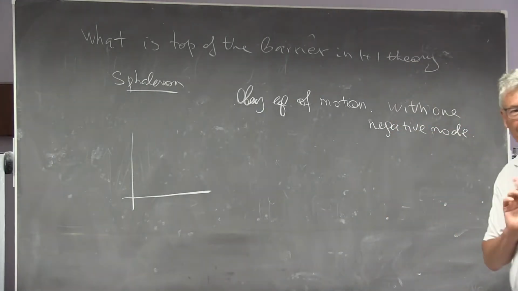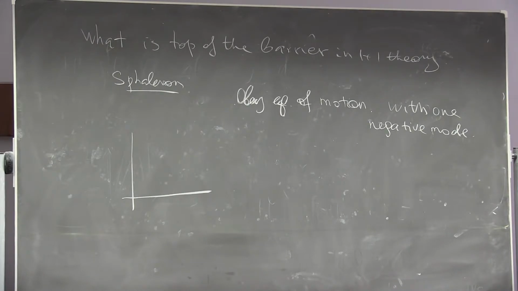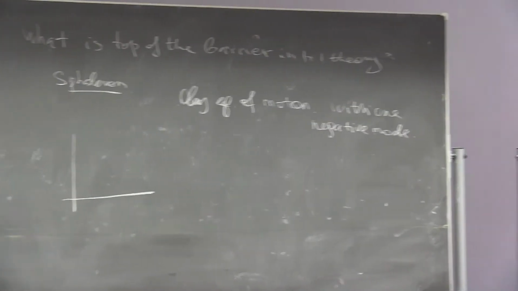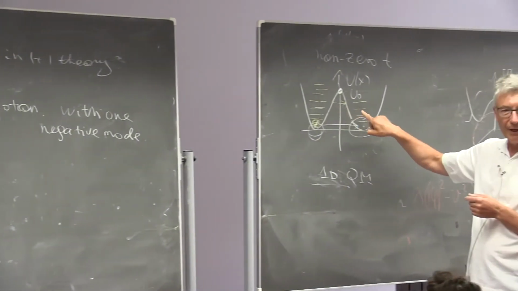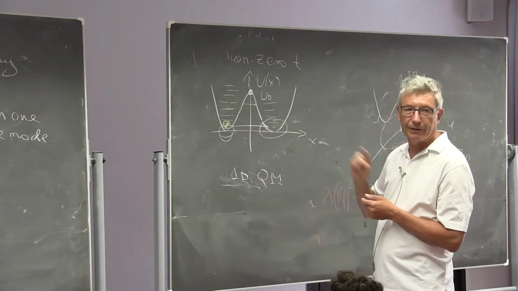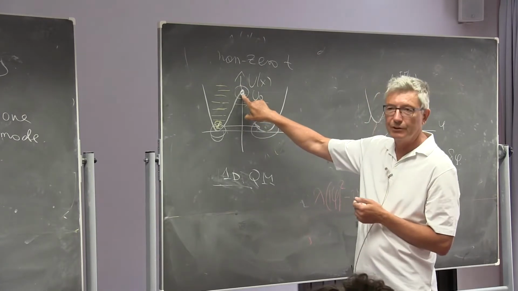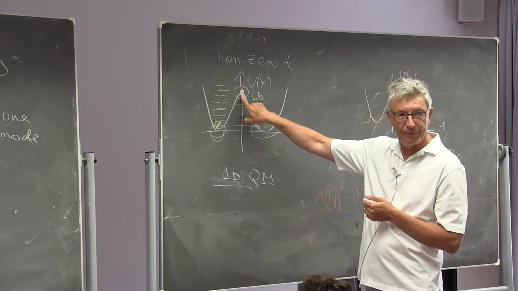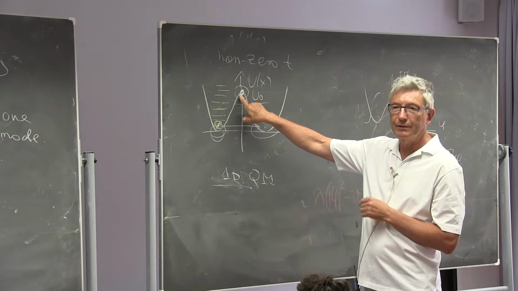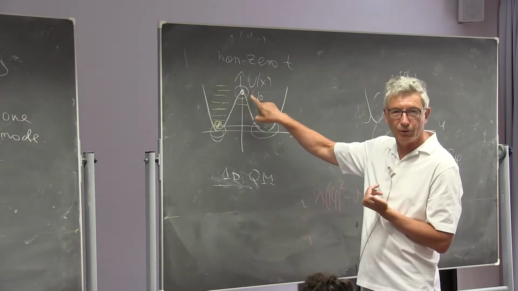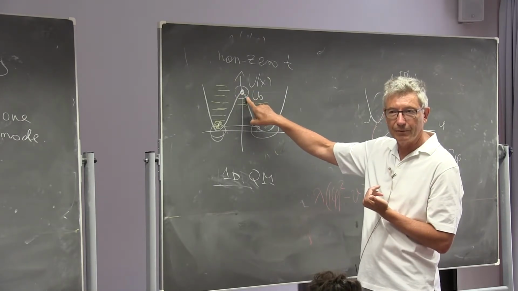Okay, so let me explain what that means. Let's go back to quantum mechanics, where we have this type of potential. And here, the top of the barrier corresponds to this point. And this point is a solution to the equations of motion in this 1+1 dimensional theory.